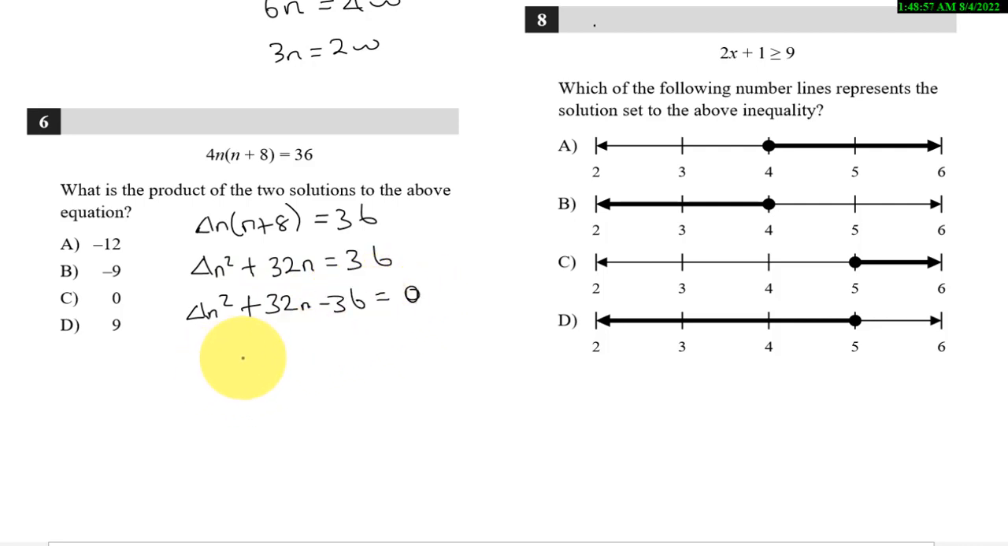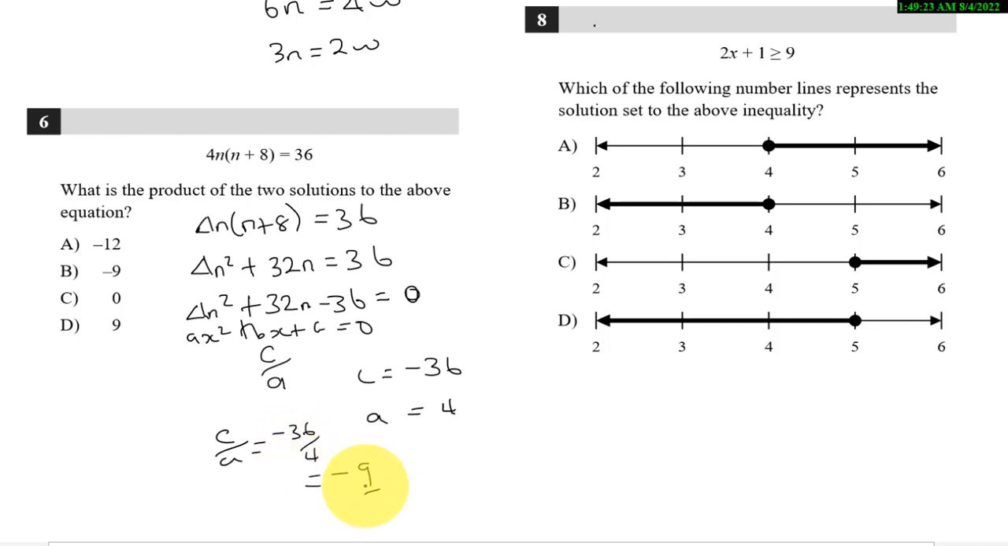Now we know that the product of the roots of any quadratic equation is given by the expression c over a. And from this, when you compare this with ax² + bx + c = 0, you could see that the value of c is actually negative 36 and the value of a is 4. So c over a is negative 36 over 4, which is negative 9. So the answer is B.